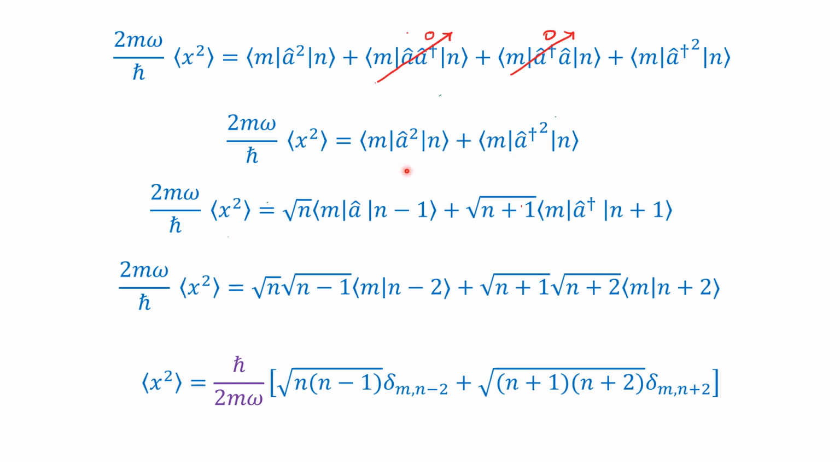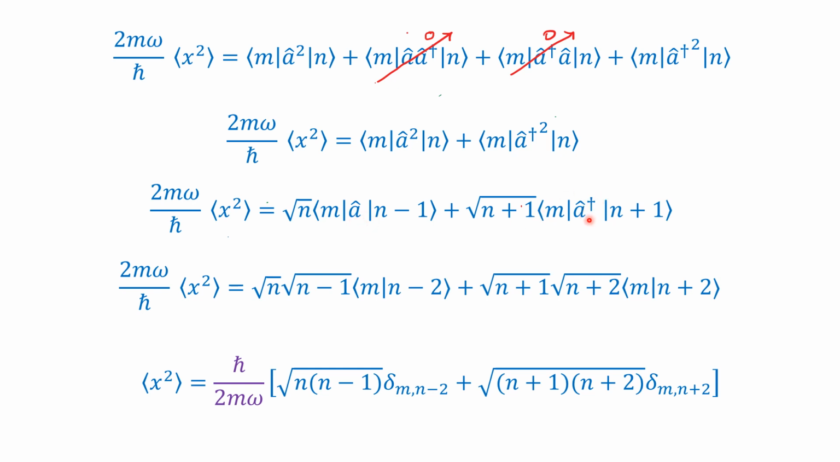You take the first two terms. Now this a squared can be written as a multiplied with a. If the annihilation operator acts on this n, it will reduce the energy state by 1. It will become n minus 1 with expansion coefficient square root of n. So that is the case. Here one more operator, we have to operate once more.